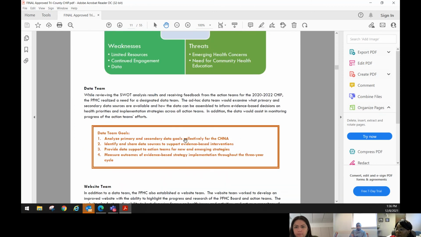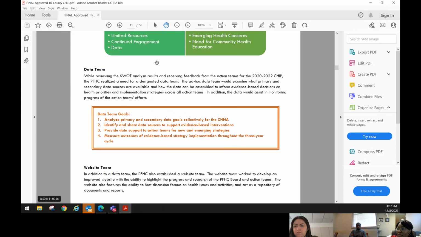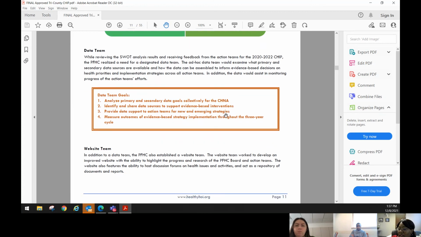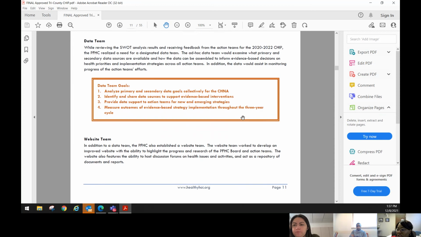Then the data team, which is a newly formed team as well. Again, we're being emergent, and we're working to see how our health systems, health departments, and FQHC can start sharing data, right? Because we all have our data sets, we're siloed in data. So the formation of this team is to help us intentionally start seeing how we can, amongst ourselves, synthesize data, report out, and create evidence-based strategies.